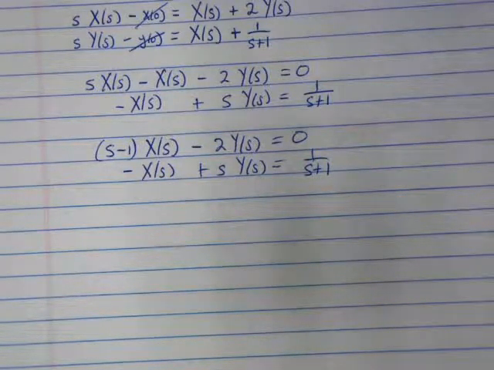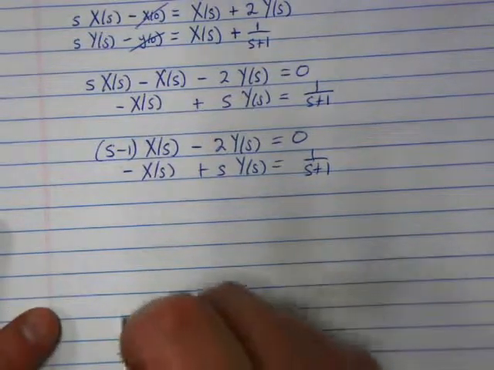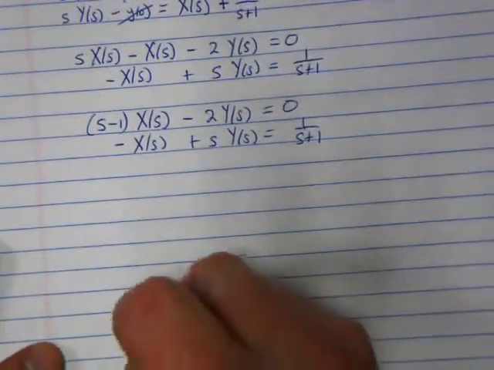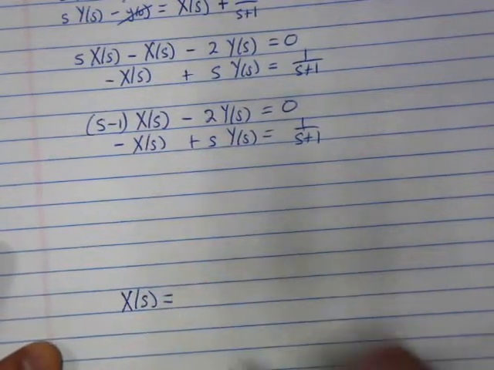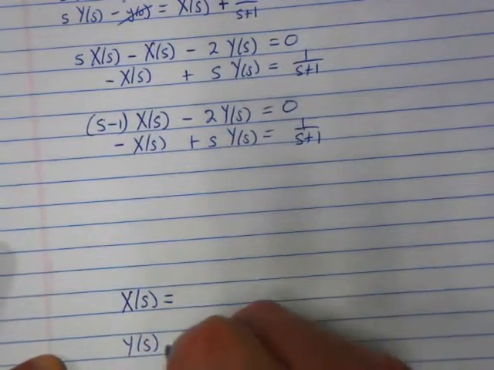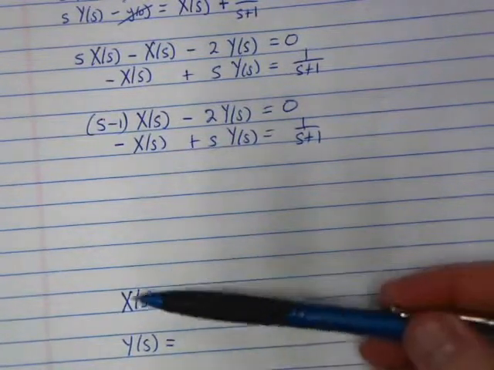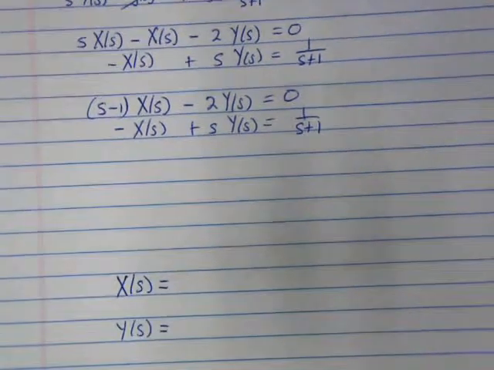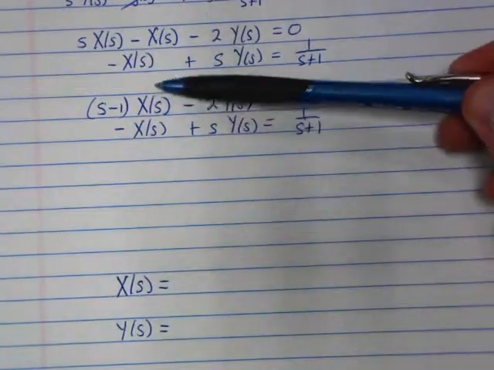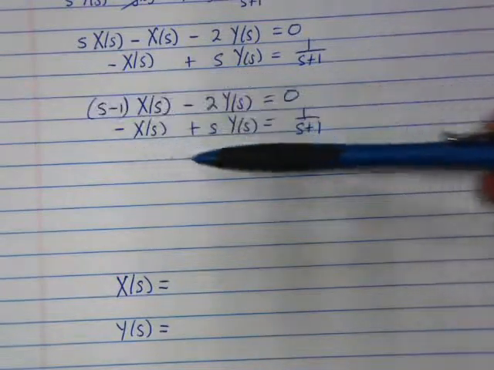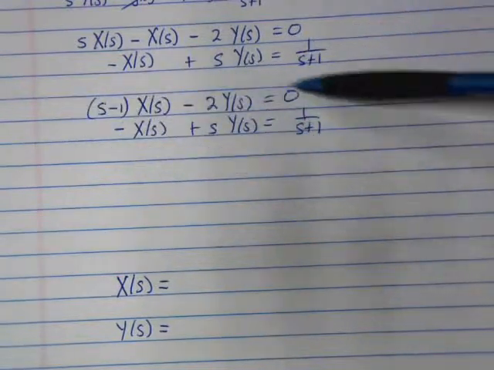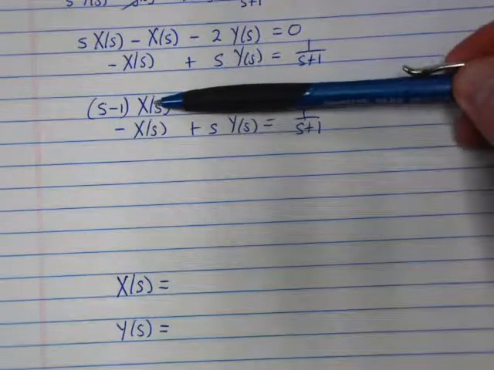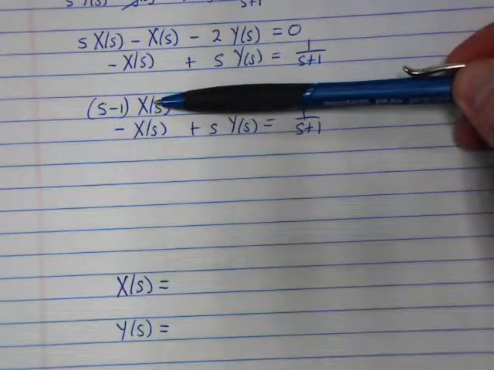What I really would like to be able to do now is say capital X of S is something and capital Y of S is something, and then how would I get my little x and my little y back? I would do my inverse Laplace transforms. So the question is, how do I take this system of equations and get the big X all by itself? I'm going to use Cramer's rule.